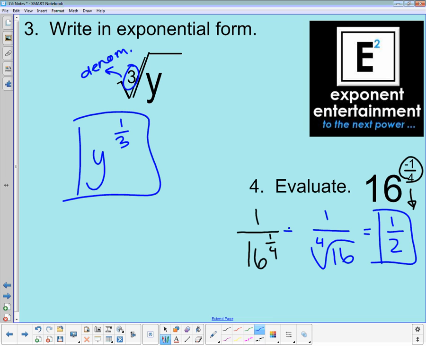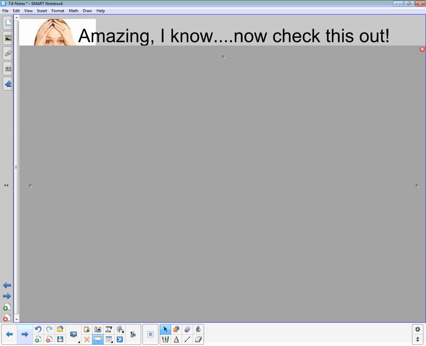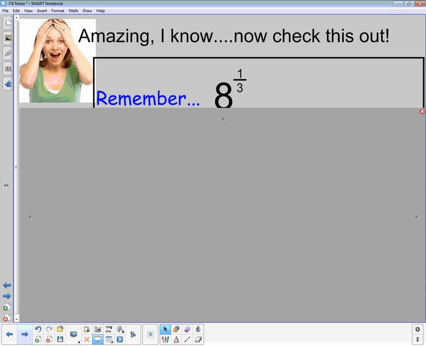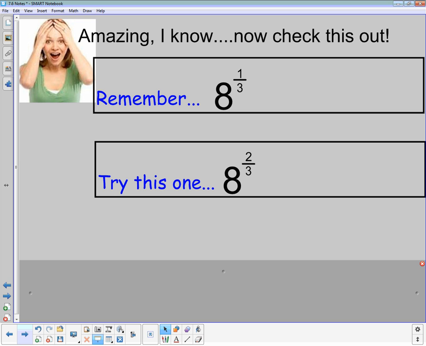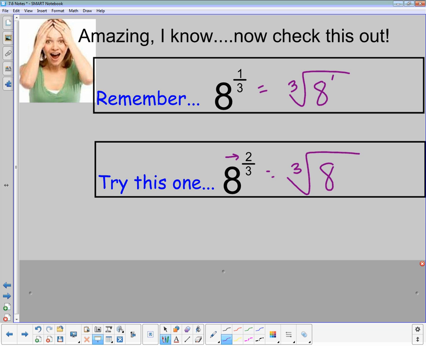Okay, now for rational exponents, when I have a different number in that numerator now, take a look at what that does to my power. So remember back to 8 to the 1/3 power that we just looked at, ended up being the third root of 8. Well, that 8 is raised to the first power. Now, what happens if I now have 8 raised to the 2/3 power? I still have the third root, but now I'm looking at 8 squared. So that numerator becomes the power that's underneath the radical.